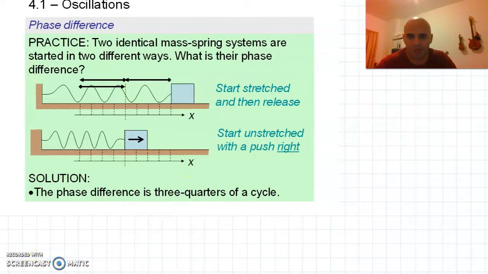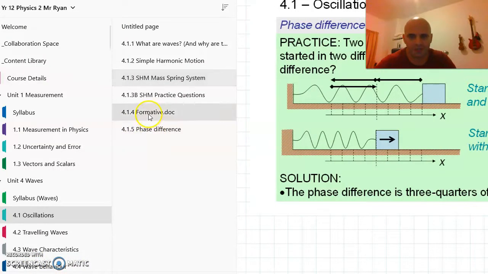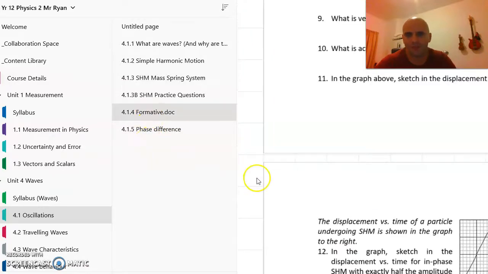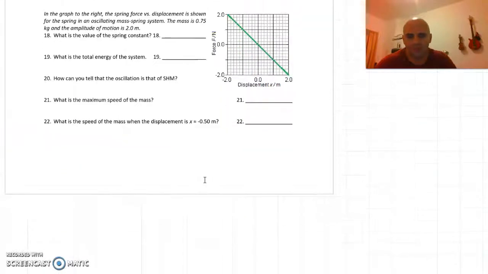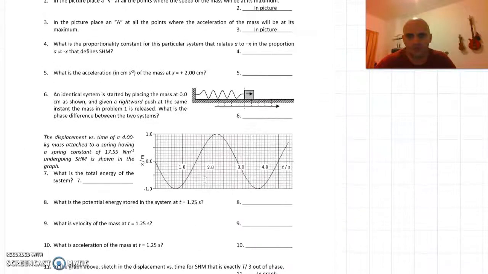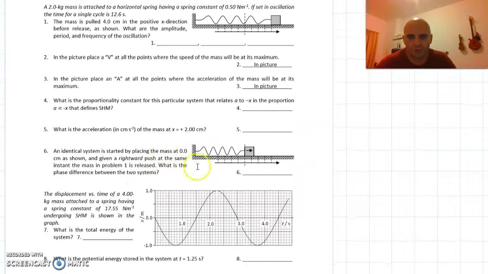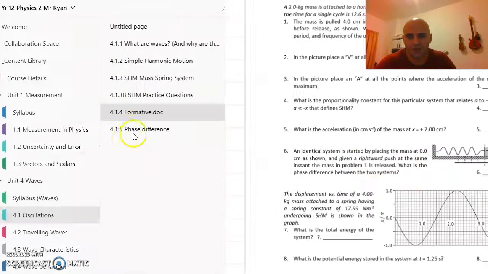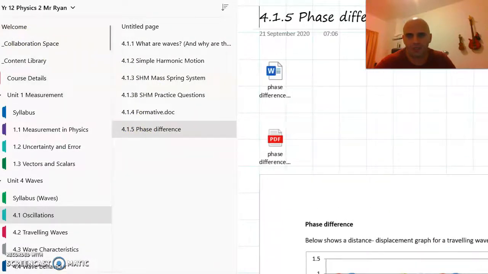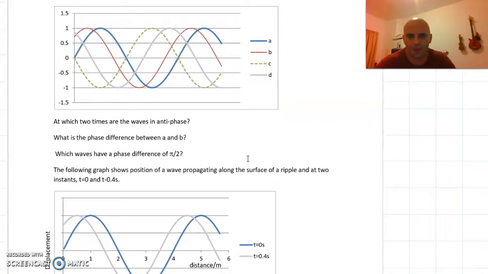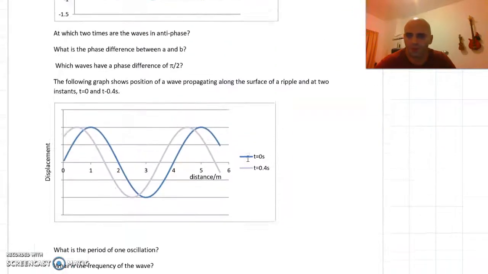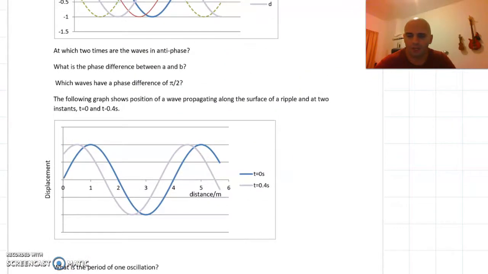The reason I did this is because you have some phase difference questions on that formative sheet that I've asked you to do. Yeah, this one. So it's asking about the phase difference. And then the last one, I decided to put in a full phase difference worksheet that I'd like you to have a look through. Hopefully you guys will get on okay with that, and make sure you do your work in your own one.